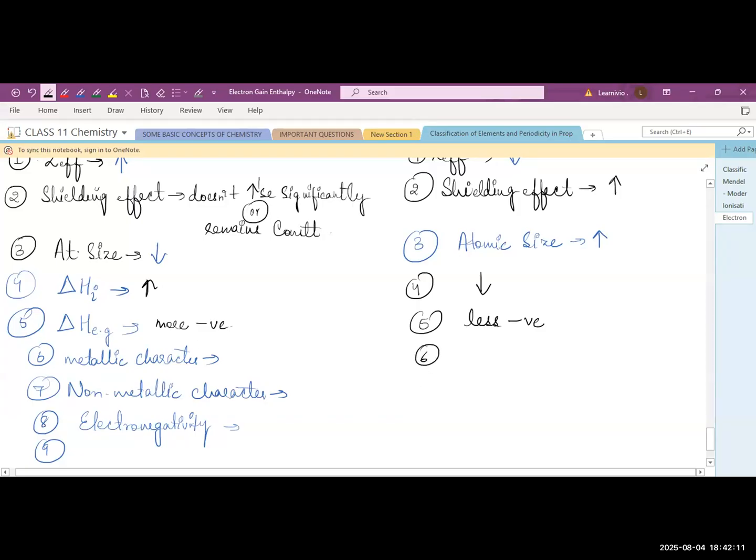Increases. Increases, are you sure? Sorry, ma'am. In a period, just remember the periodic table.